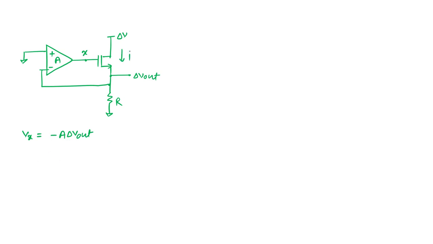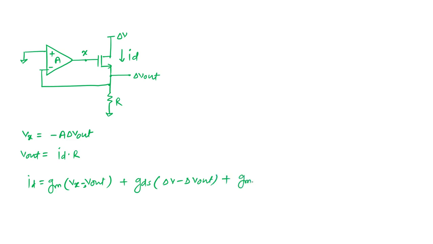And what is ID? ID can be written as, and one more thing I will do, V out is nothing but ID R. Okay. So what is the ID? ID is GM VGS. What is VG? VG is your X, and this is your del V out, let's call it del V out. Okay. GM VGS plus GDS (del V minus del V out) plus GMB (minus del V out). Okay.